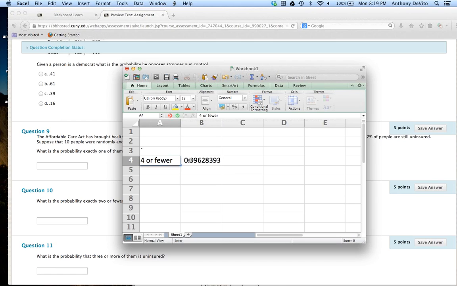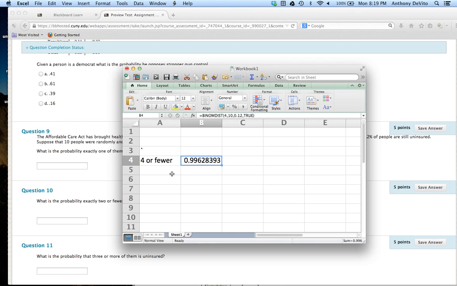That's why when I click in here, you see BINOM.DIST(4,10,0.12,TRUE). That tells you the probability that if you have selected 10 people, 4, 3, 2, 1, or 0 of them would be uninsured.